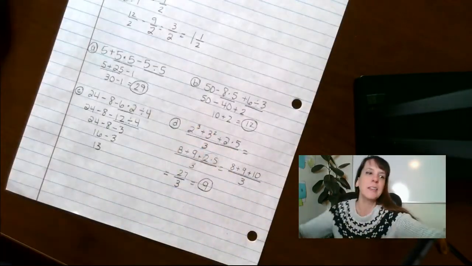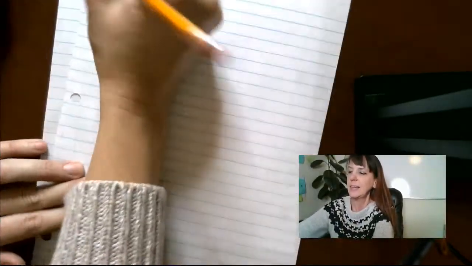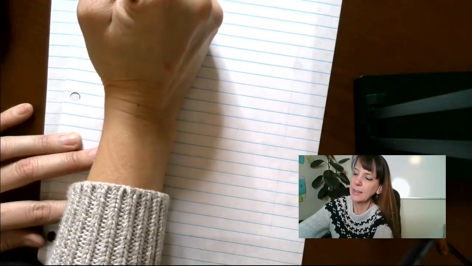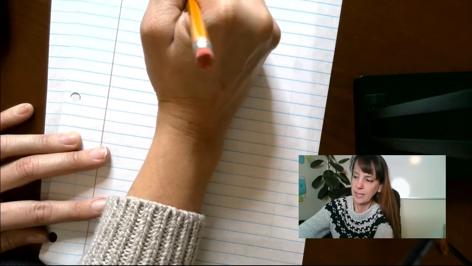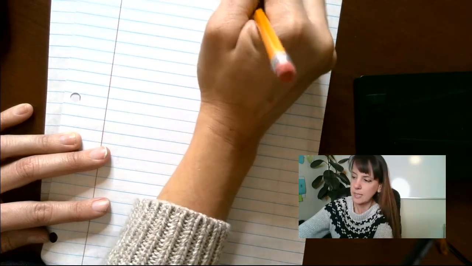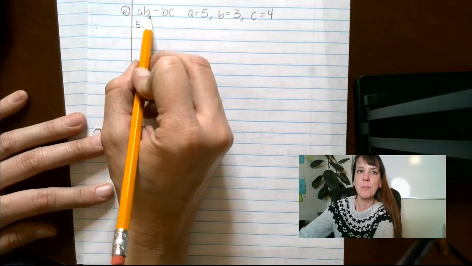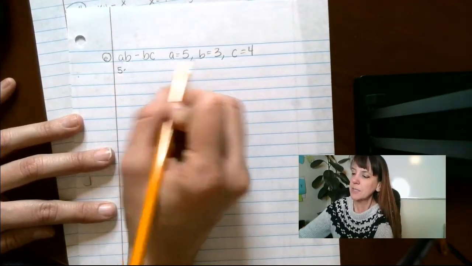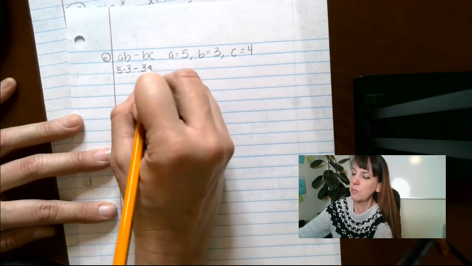All right, so then the next one is E. AB minus BC. So A equals 5, B equals 3, C equals 4. All right, so A is going to go here, and now AB here, oops, sorry, AB here, we're multiplying, right? So 5 times 3 minus 3 times C, which is 4.